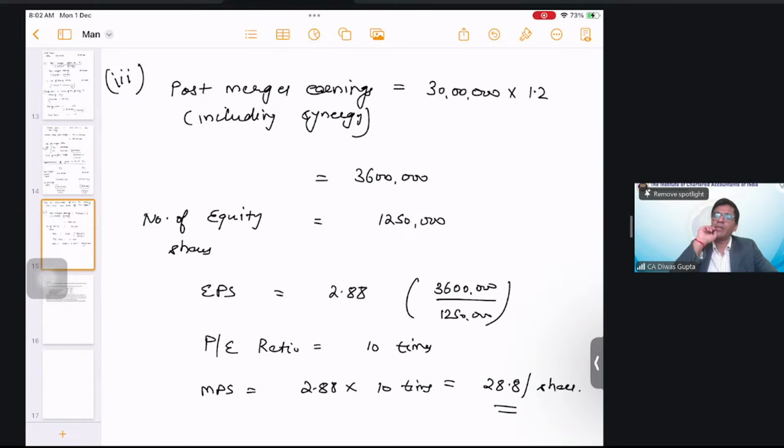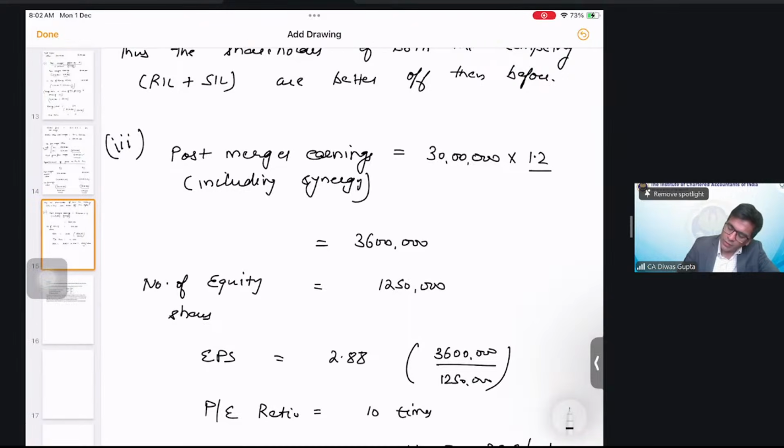Okay, how did we get 1.2? 1.2 is basically the 20% increase. Yes, okay. So this 1.2 is actually the 20% synergy gain. Okay, this is the 20% synergy gain.